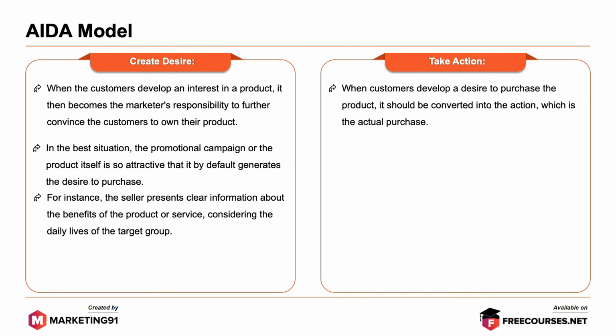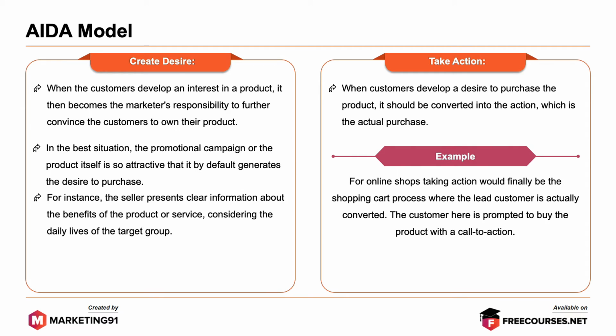And finally, the last step, take action. When customers develop a desire to purchase the product, it should be converted into action, which is the actual purchase. Example: for online shops, taking action would finally be the shopping cart process where the lead customer is actually converted. The customer here is prompted to buy the product with a call to action.